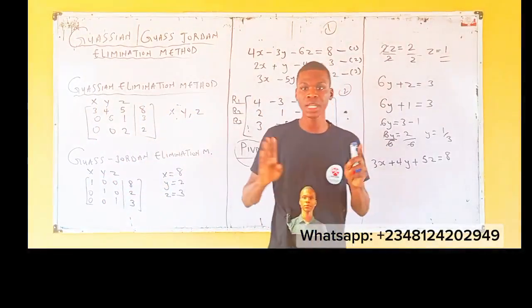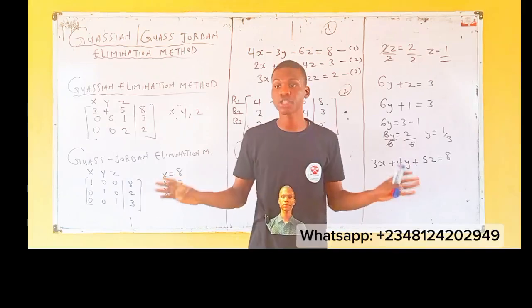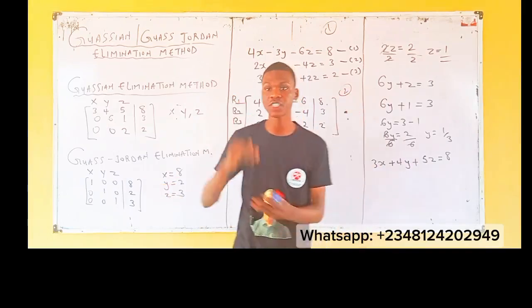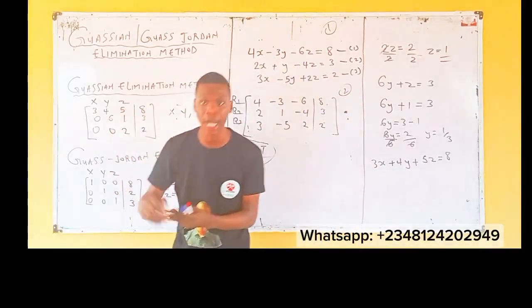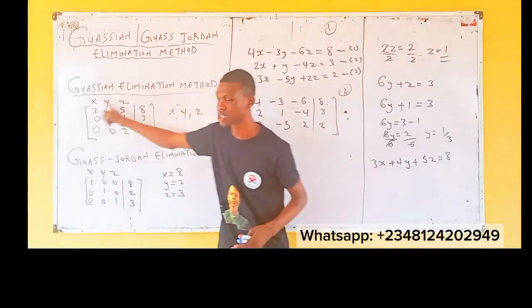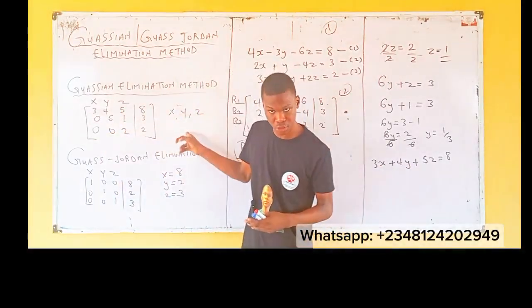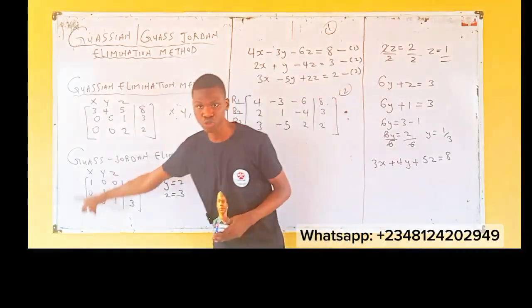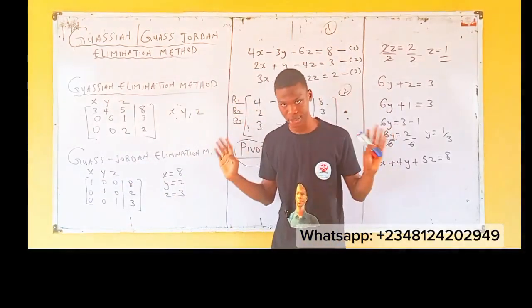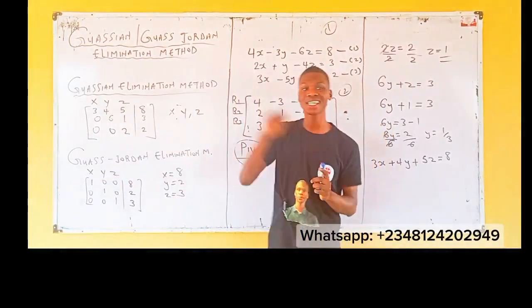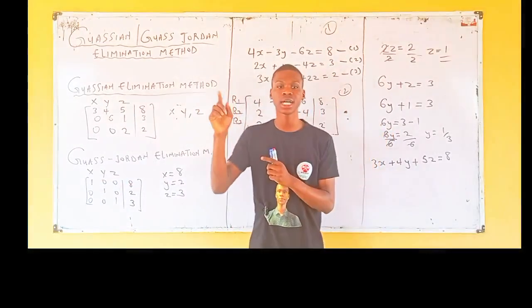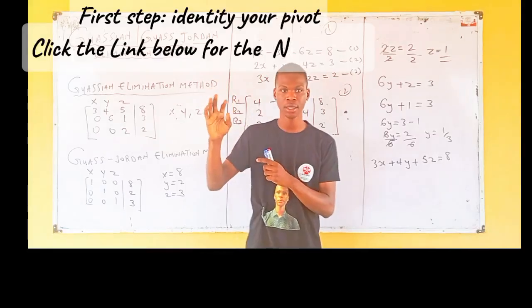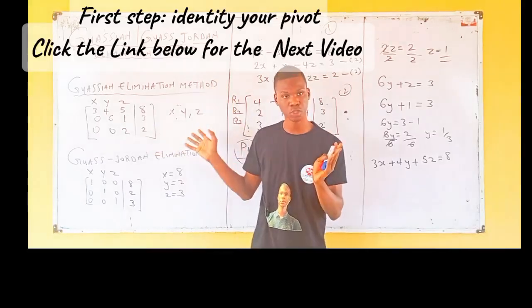Are you getting me? Meaning, depending on the method the lecturer asks us to use, if it is Gaussian, you already have the idea that at the end, your matrix must be reduced to something of this nature. If it is Gauss-Jordan, your matrix must be reduced to something of this nature, and that's it. That's why I said earlier that Gauss-Jordan is a bit further, having done your Gaussian elimination method.